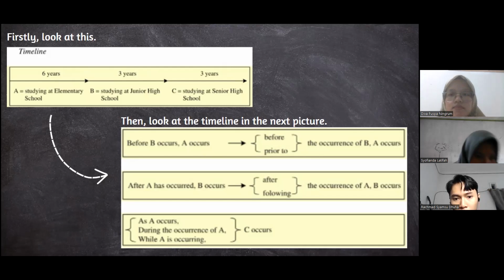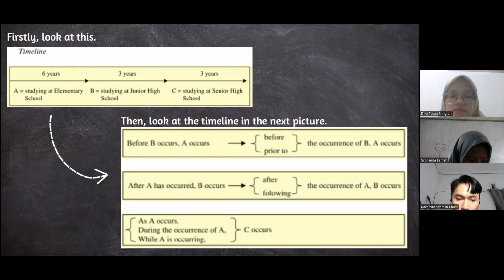And if you want to include studying at university, taking your masters and others, you can put it also in the timeline. So for the next, look at the next timeline in the next picture.